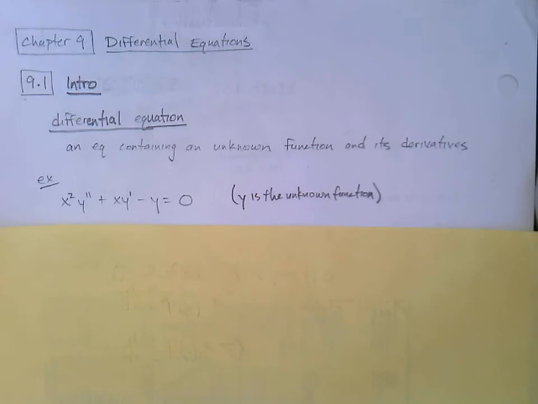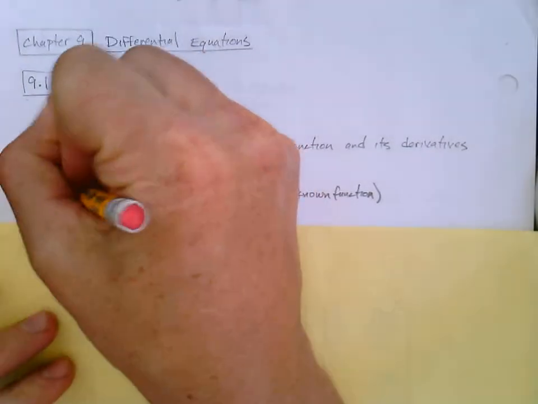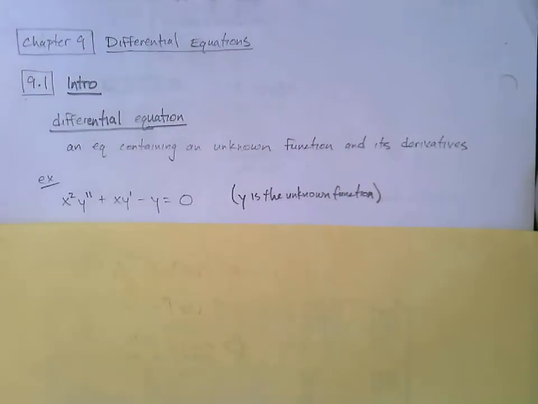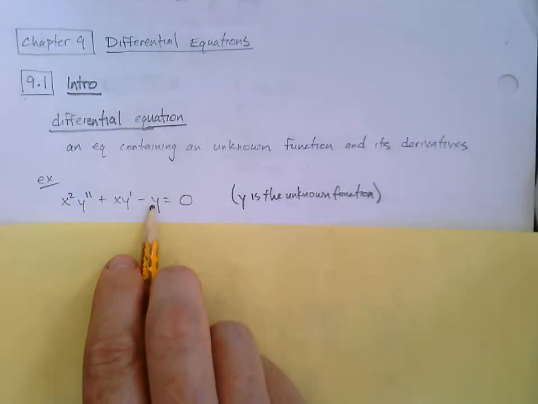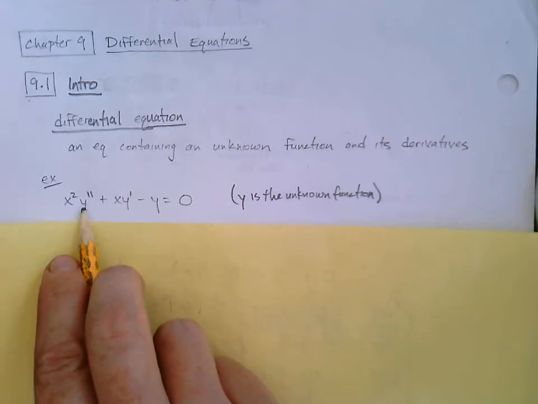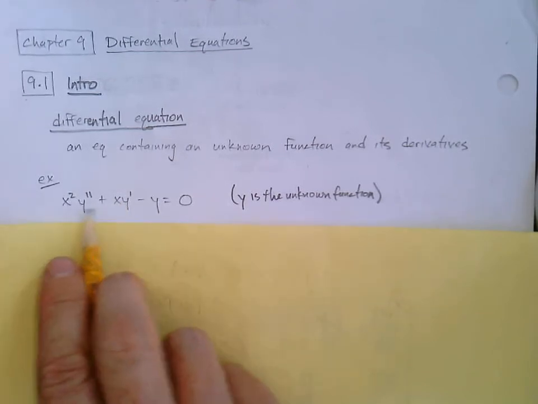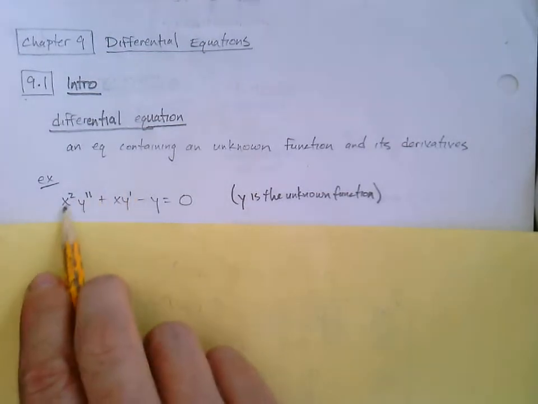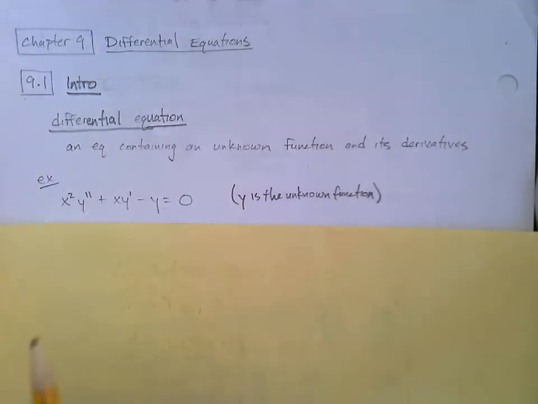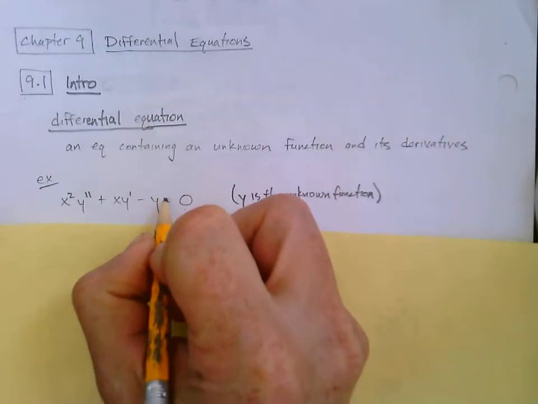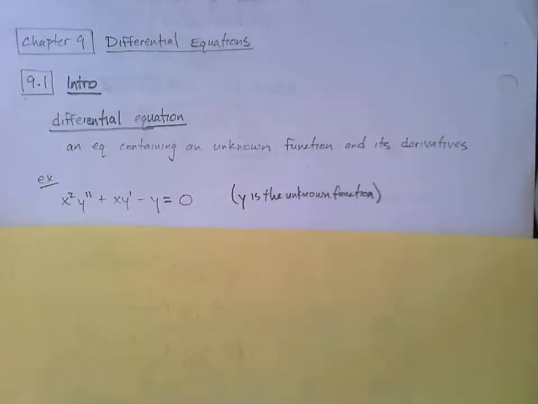So let me read it. x squared y double prime, let's make that a little bit clearer. x squared y double prime plus x y prime minus y equals 0. So we have an unknown function y, and we have y prime and y double prime. We also have x and x squared, and you could involve constants, right? And in this case, it happens to be equal to 0. That's not always the case. But I think this is a great one to just show us the idea.